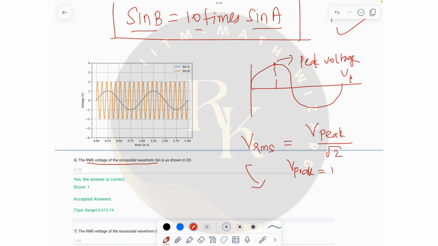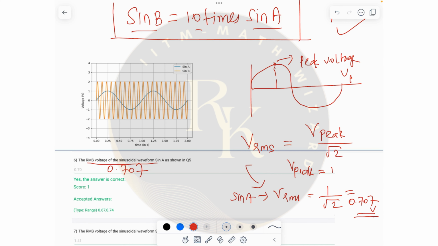Now for sin A, the Vrms value is V peak by root 2, so 1 by root 2, which is 0.707 volt. That's all. Therefore 0.707 is the right answer.